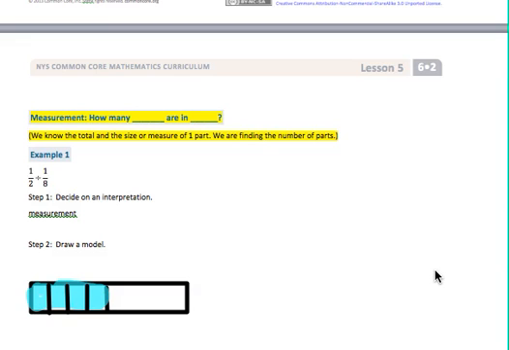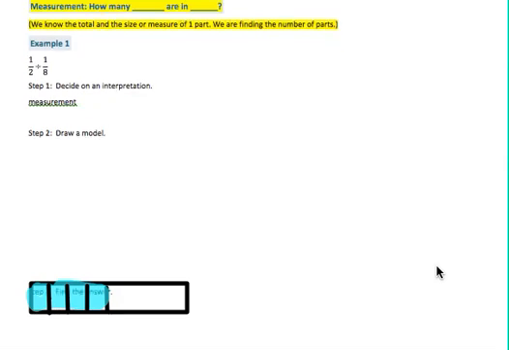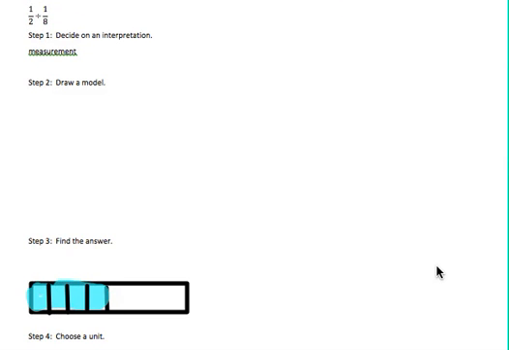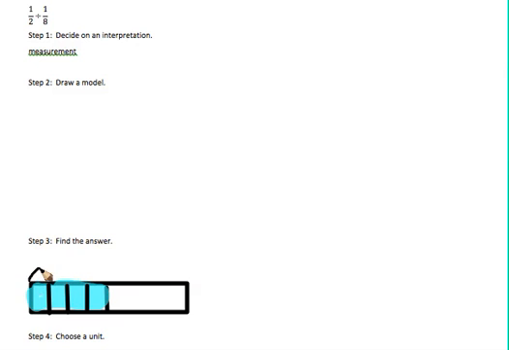In step 3 then, we are asked to answer the problem. So I'll drag our model down to find the answer. We can take a look, and we can even draw the 1/8 pieces. 1, 2, 3, 4. So the answer to our problem is 4. There are 4 1/8 pieces in 1/2.